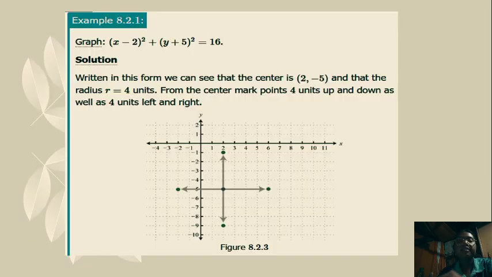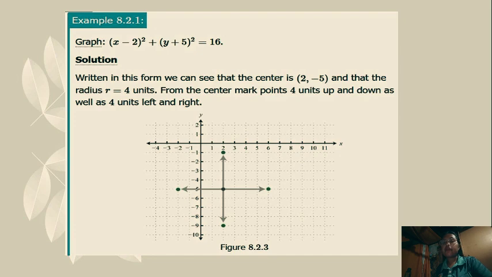Then let's proceed to the next slide and do an example. First example: we are going to graph the circle given by the equation the quantity of x minus 2 squared plus the quantity of y plus 5 squared is equal to 16. So the first thing to do is identify the center and the radius of that equation.